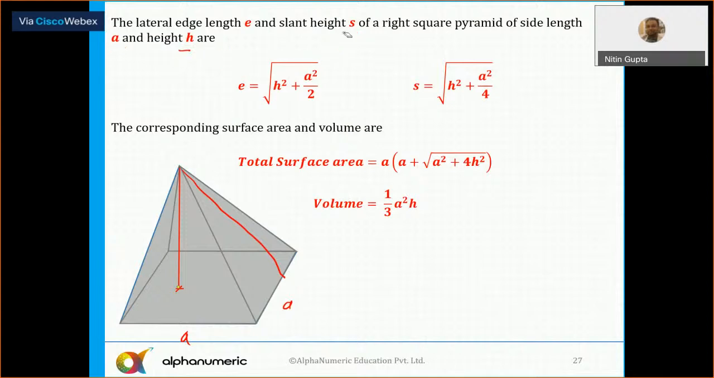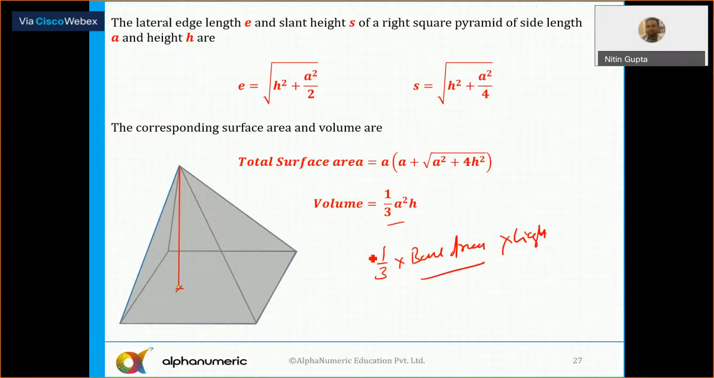And the volume of a pyramid is always equal to 1 by 3 A square into H. But again, remember, like I keep saying, this formula is valid only for a square. In general, the volume is one-third of base area into height. This is the formula for a square, but the base can be a rectangle, a parallelogram, or anything. So you just need to keep that in mind.